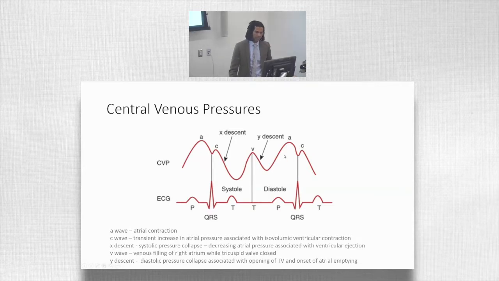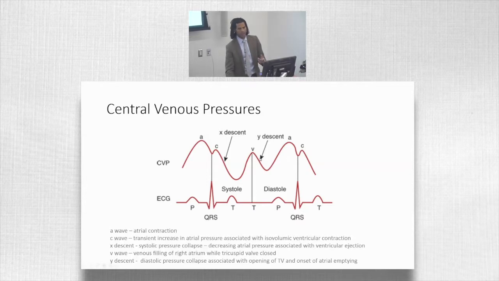The X descent is best understood as systolic pressure collapse in the atrium. And what that means is basically the pulmonary valve has opened, the ventricle has begun to eject, and the plane of the tricuspid valve moves down towards the apex of the ventricle, allowing pressure in the atrium to continue to fall. The V wave is venous filling of the atrium before the tricuspid valve opens, and then the Y descent is what's known as diastolic pressure collapse. So this is the tricuspid valve is opened, atrial systole hasn't yet begun, but there's passive emptying of the atrium.